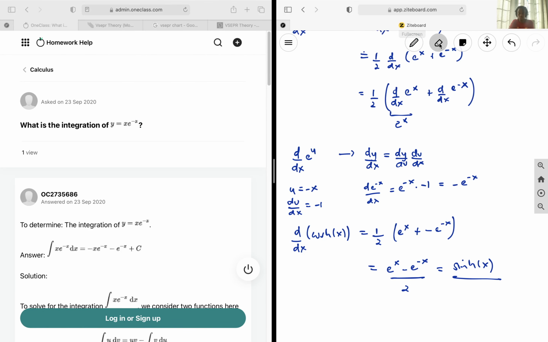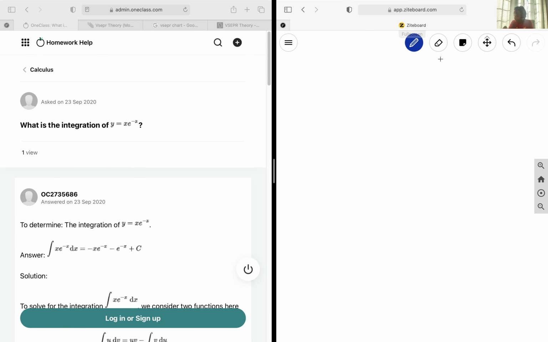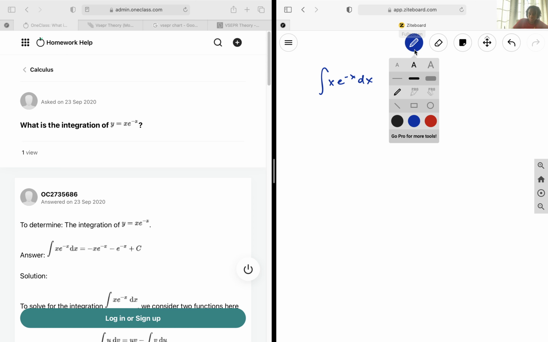Okay, for our next question, we would like to integrate x e to the minus x dx. So again, we're going to make use of the acronym. And that is because I've recognized that it is an integration by parts question.